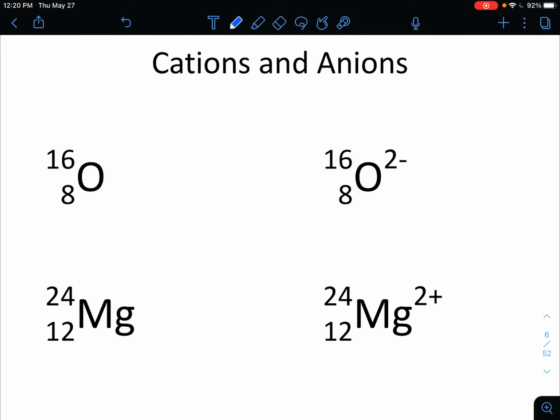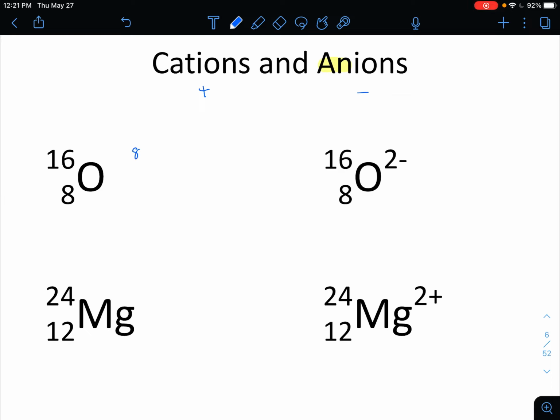So cations are positively charged ions, anions are negatively charged ions. And one of the ways that I was taught to remember it is a negative ion for anion, but those are the ones that we're looking at. So here on this slide, we've got neutral oxygen atom, and then we've got the anion of oxygen, and we've got neutral magnesium and the cation of magnesium. So let's start with the neutral oxygen.